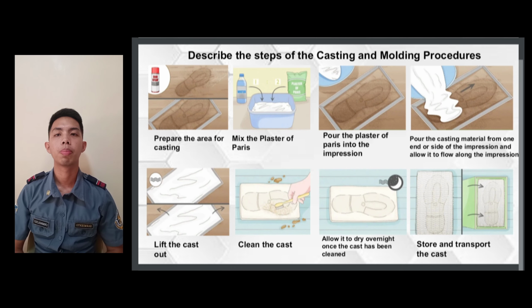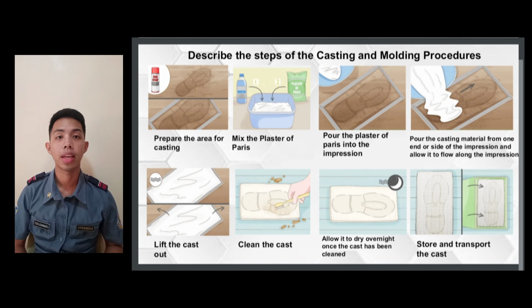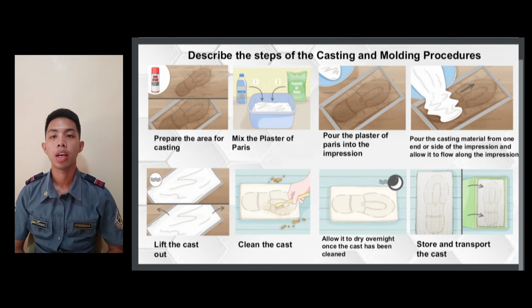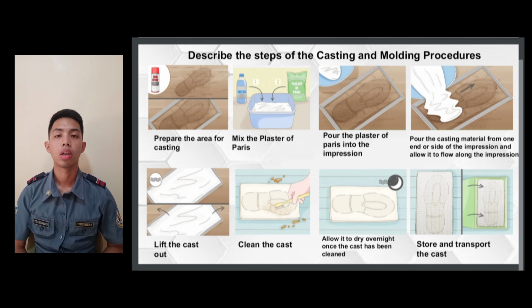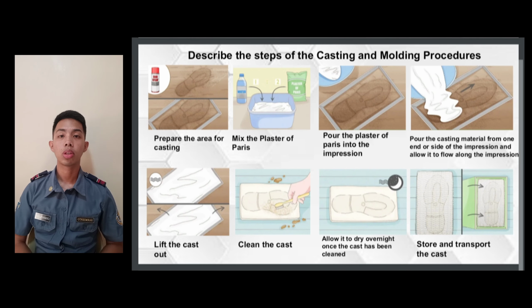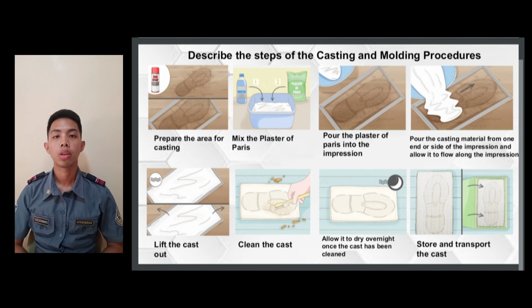Allow it to fully dry before lifting. Do not attempt to remove the cast from the ground until it is completely dry and hard, or it may crumble or lose detail. Use a spade or trowel to lift the cast from the ground. Dig into the ground a few inches away from the cast, using the soil as a cushion between the cast and the spade during removal. Avoid hitting the cast with the spade to prevent breakage.